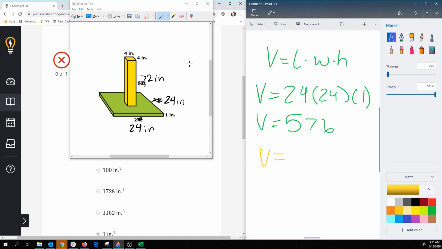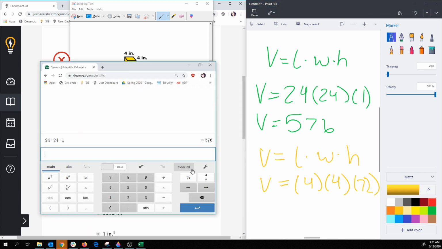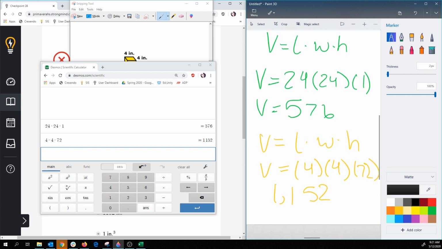And then now let's find the volume of that yellow post on top. So again, it's still a rectangular prism, so we're going to do length times width times height. And we're going to be plugging in 4 times 4 times 72. We're going to type that into our calculator. I get 1,152. And then since it's a composite figure, our very last step would be to add them together.